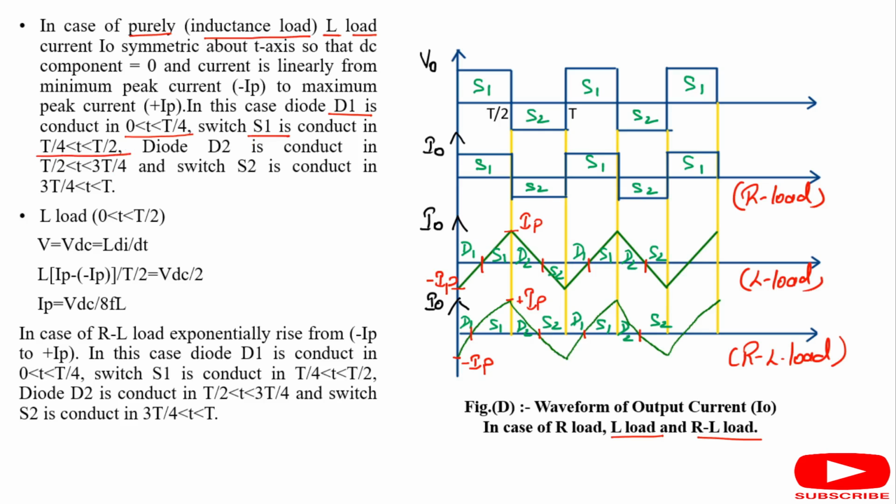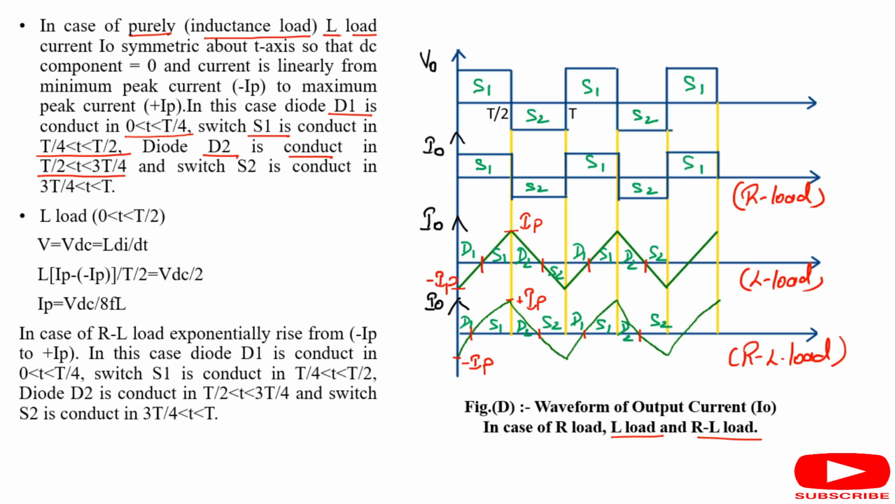Now when we talk about the other time period, during the switching operation of S2, in case of a purely inductive load, diode D2 conducts for the time period of T by 2 to 3T by 4, because during the switching operation of S2, the direction of the diode current D2 and the direction of the load current I0 are both in the same direction.